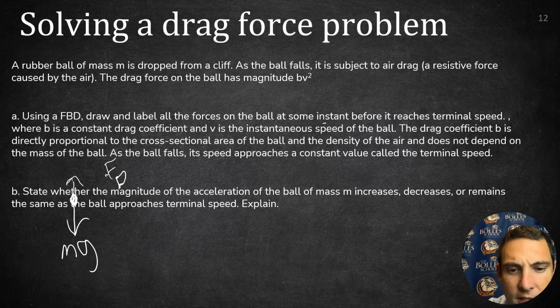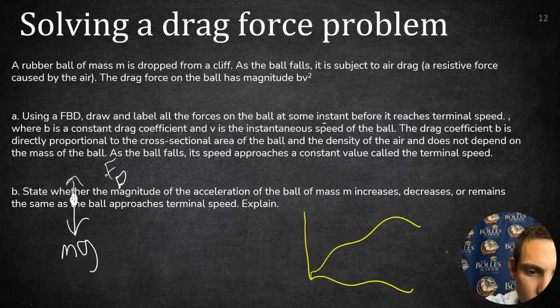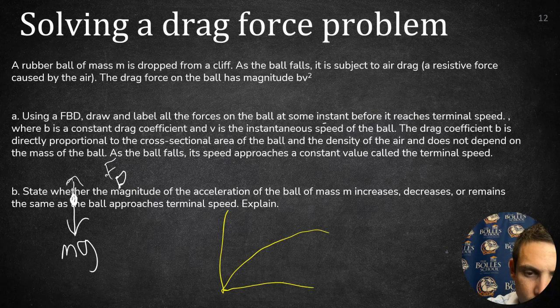On a velocity versus time graph, this might look like a square root. Whoa, that's not a square root. Your acceleration is eventually going to be 0 at terminal velocity.